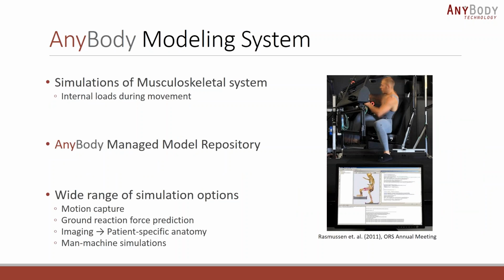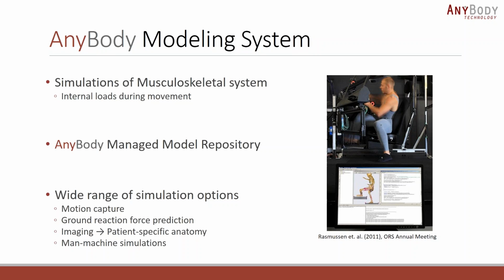For those of you who are also new to the Anybody modeling system, this is a software for running simulations of the human musculoskeletal system. This is particularly from the point of view of trying to determine the internal loads in the human body during various dynamic movements. These internal loads are typically things like your muscle forces or your joint reaction forces or forces in certain stabilizing ligaments and so on.